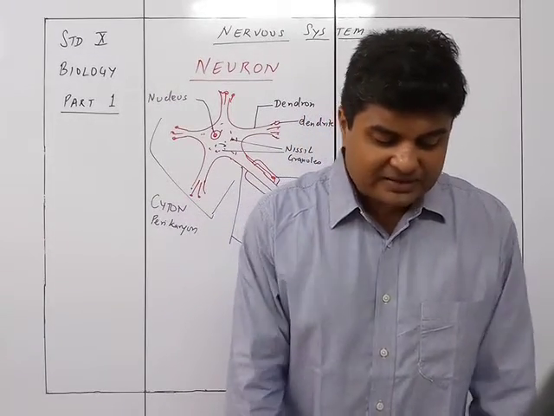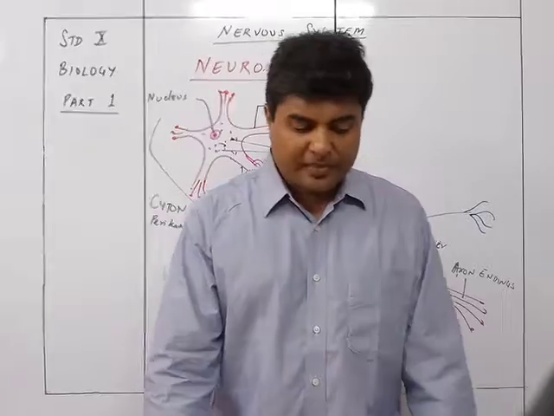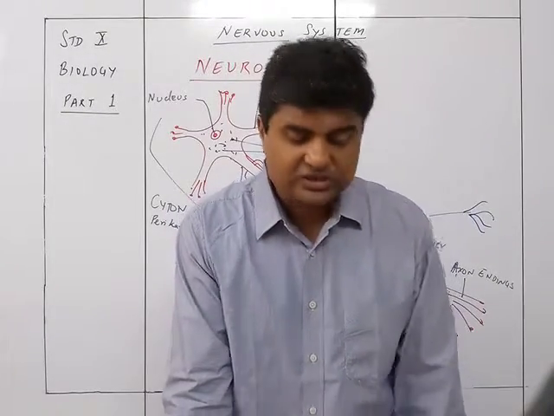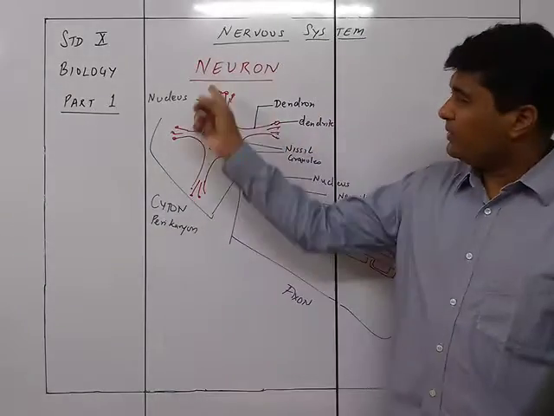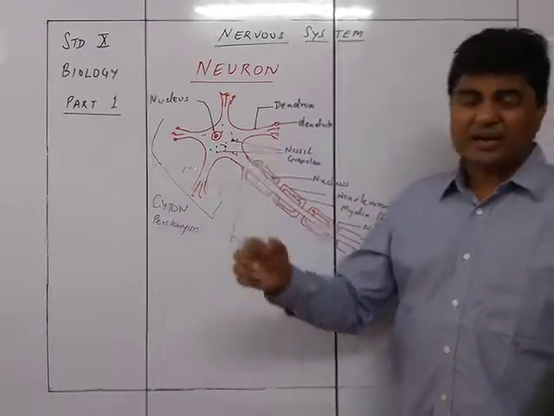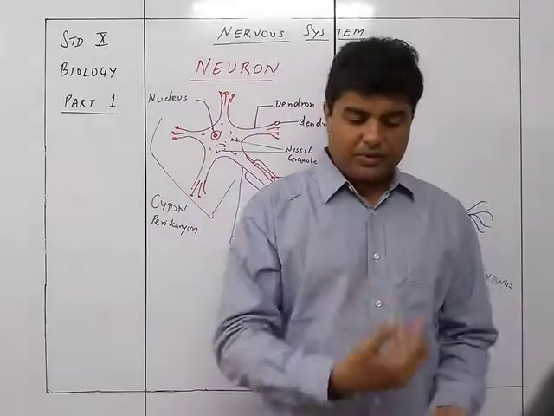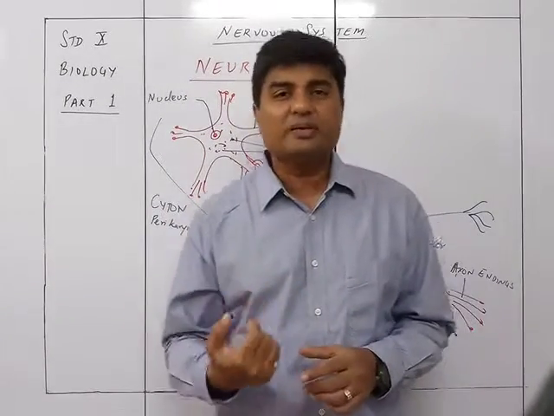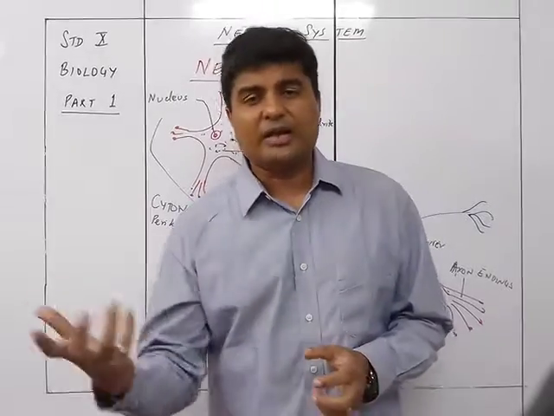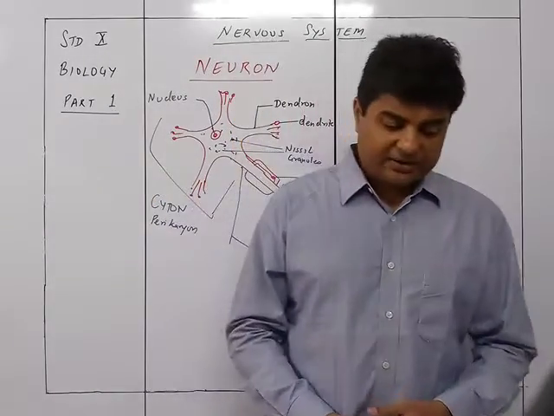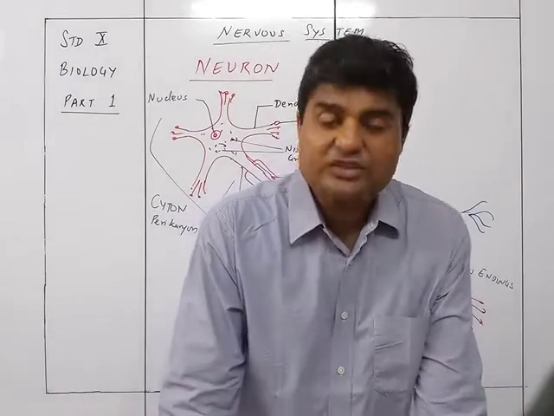Then there are the dendrites. These are branched cytoplasmic projections of the cell body. They conduct nerve impulses to the cyton. They are the branched ones which connect to the other cytons and communicate. The nerve impulses travel from one neuron to another neuron with the help of these dendrites. And lastly is the axon.